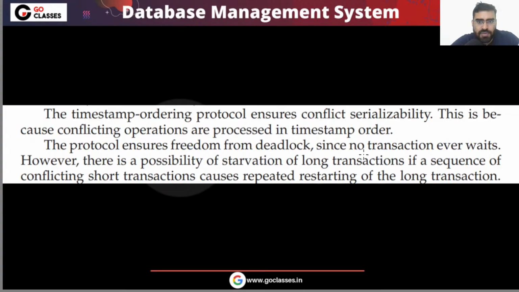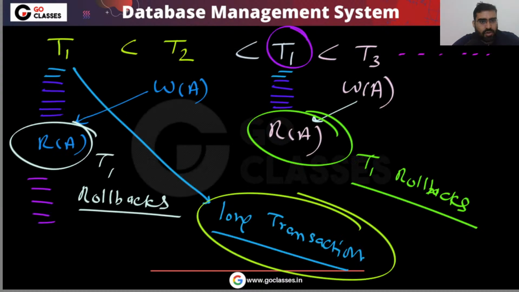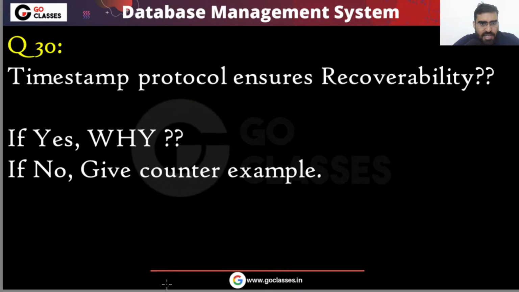Remember, there is a possibility of starvation of a long transaction, because the short transactions will repeatedly cause you to abort. This is the simple scenario. T1 is a very long transaction, and it will again roll back because of T2, again because of T3 and so on. So starvation is definitely possible.